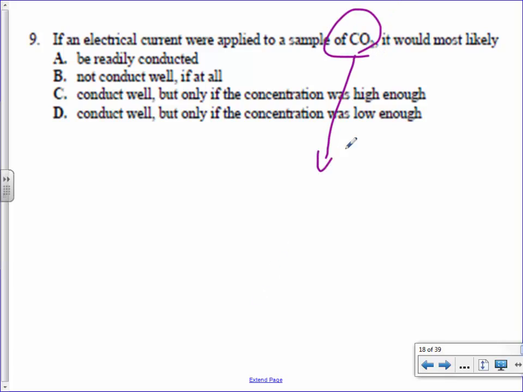CO2. Tell me something about CO2. Okay, so that's its name. What else do you know about CO2? Sure, it's a gas. We breathe it out. Okay, talk to me about how it bonds. Good, there's the really key here. This is a molecular bond.